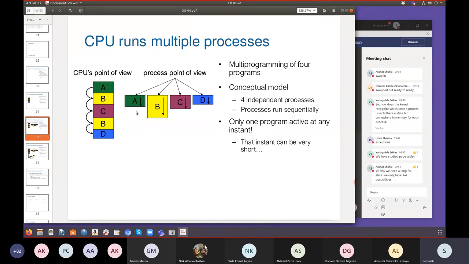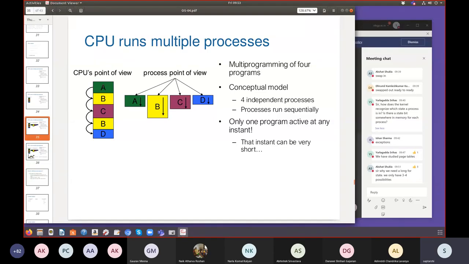However, the process point of view is that every process thinks that I am executing sequentially, as in I am executing all the time. So the process point of view is that there is no relationship between A, B, C, D. We are just executing. Every process thinks that we have a dedicated CPU. And this abstraction, which is given by the OS, makes it easier for us to write programs also.